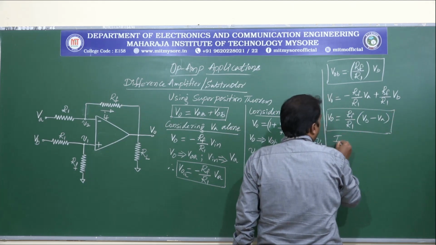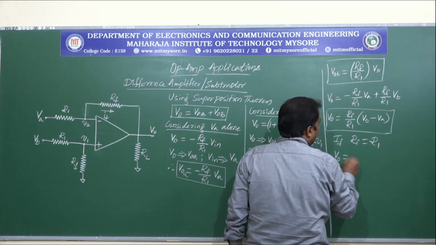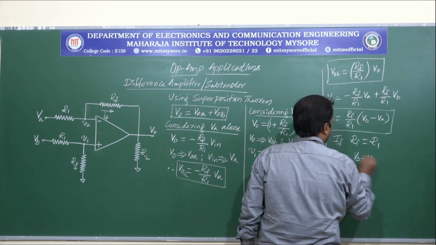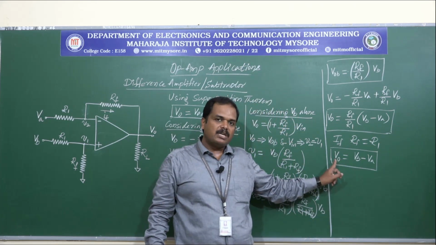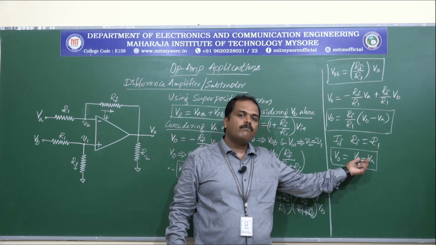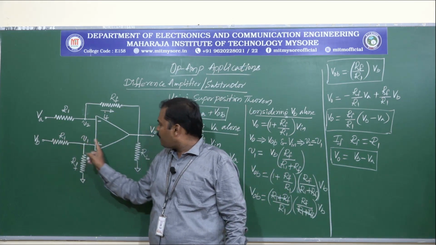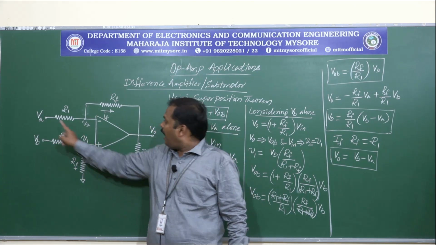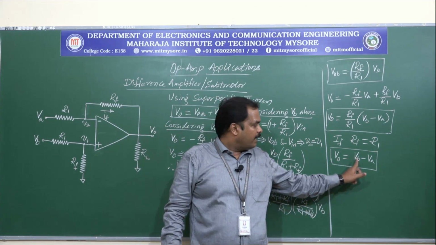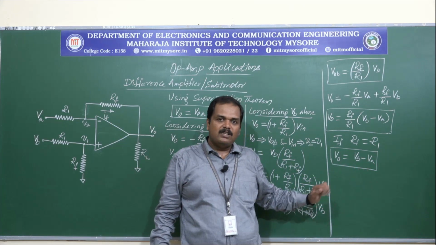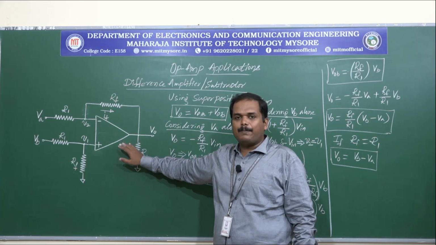So, now if we equate RF and R1 value, then V naught will be equal to VB minus VA. So, what we can see here is, the output voltage is equal to the difference of the two input voltages VA and VB, because VB is applied to the non-inverting terminal and VA is applied to the inverting terminal. The output voltage is given by VB minus VA. So, this is the working of the difference amplifier or subtractor.